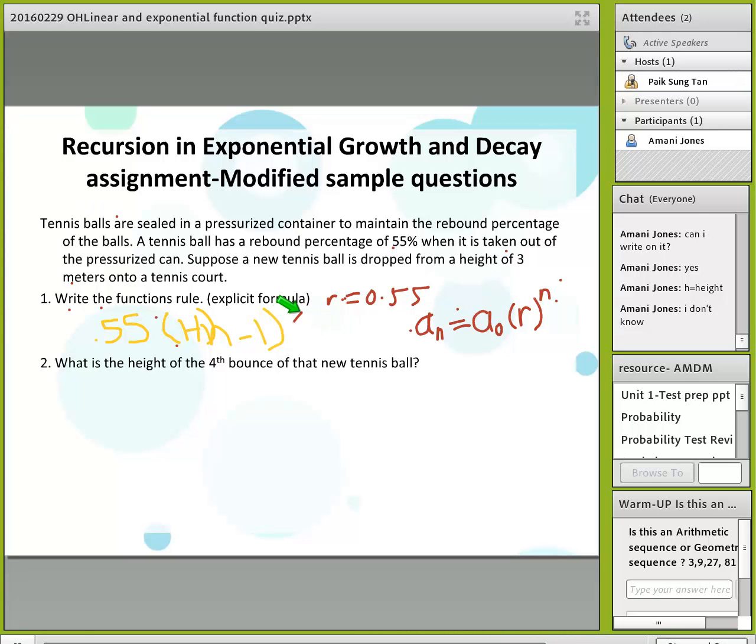So it was a good try. Let's review some formulas, okay? It's not easy right here. So a_n is the height, okay? Height of the nth bounce. Height, let me type on this one.